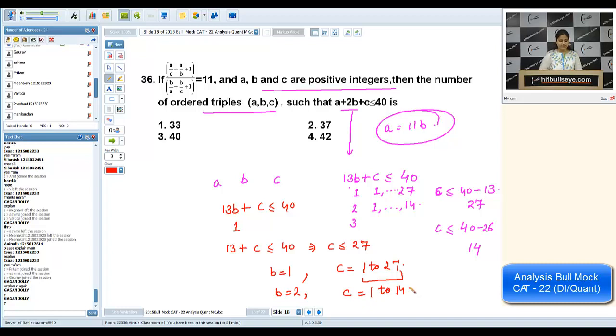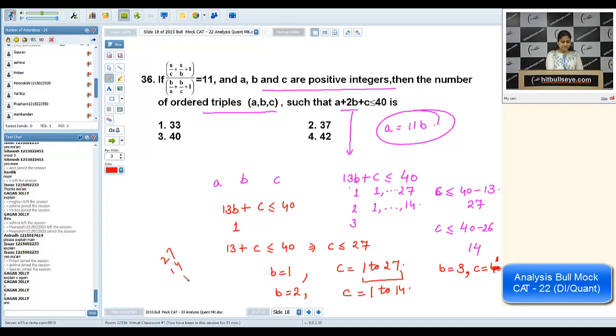Is it okay, Gagan, now? Similarly, if we take b as 3, c can be 1 only. These many values are possible, so the answer will be 27 plus 14 plus 1. Correspondingly, no need to calculate a, that is of course 11b. So no usage of a here actually. So these many things are possible.